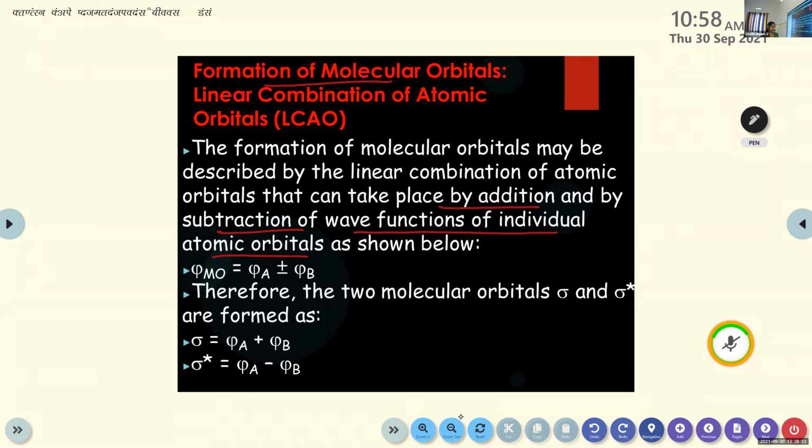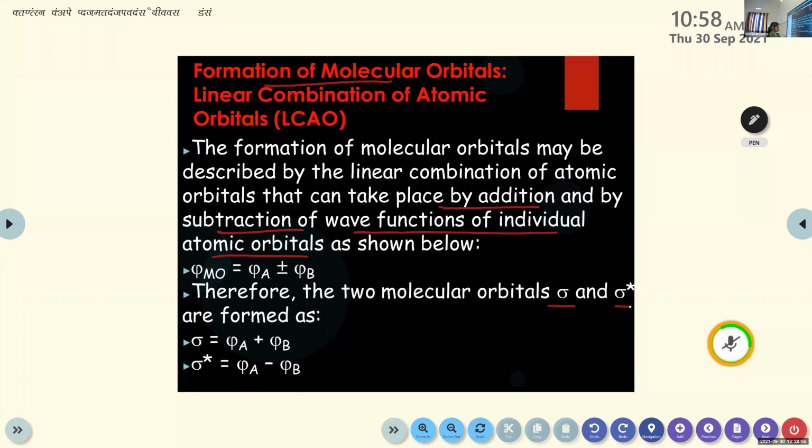Both addition and subtraction. I told you about two types of orbital, right? Bonding molecular orbital and anti-bonding molecular orbital. So there will be two types, bonding and anti-bonding. Here also the two combinations are there, addition and subtraction. Therefore, two molecular orbitals, sigma and sigma star, are formed. Okay, sigma and sigma star. Sigma, that is known as bonding molecular orbital, and sigma star, that is anti-bonding molecular orbital.